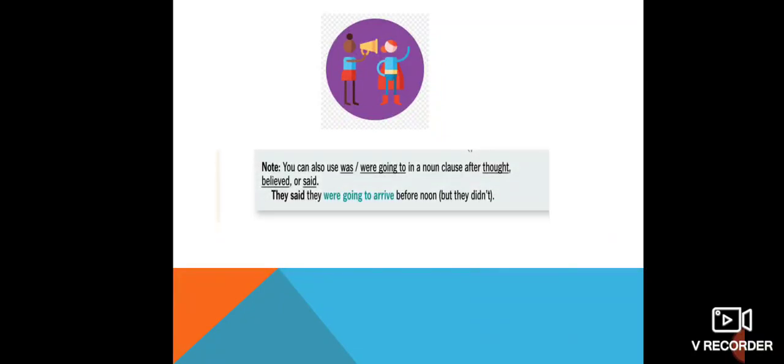Another point, we can use was or were going to plus the verb only to refer to the past or to refer to past plans. Or we can use it in a noun clause like would. Let's say it's optional for you to put it in a noun clause or not. For example, they said they were going to arrive before noon. Here I put was or were going to in a noun clause, which is they said they were going to arrive before noon. Or I can say they were going to arrive before noon alone.